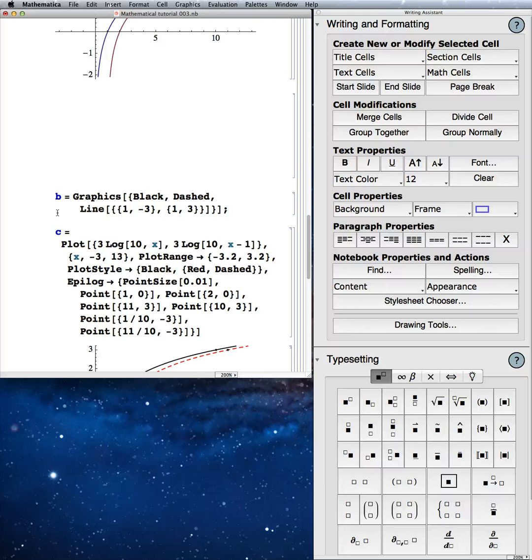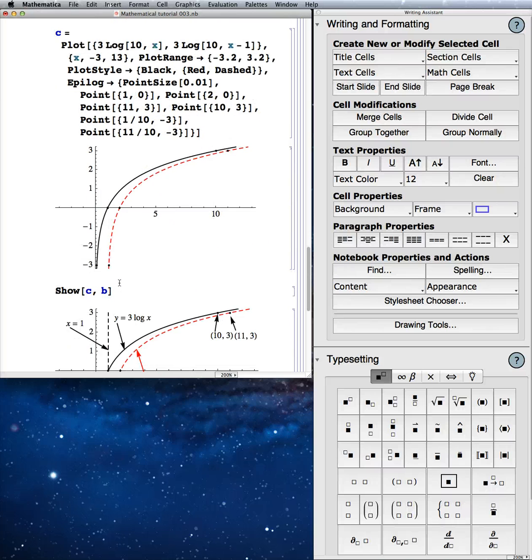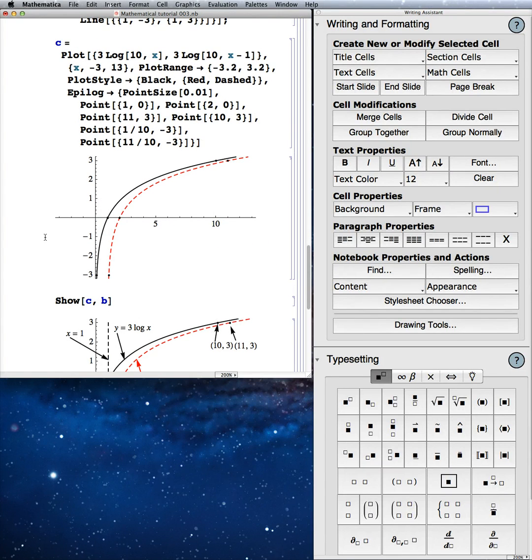using the same command as I did before, but I'll add a few more things. I'll control the plot range, that is the y variable will only range between -3.2 and 3.2, and I'll add a plot style saying that the first curve is in black, and the second curve is red dashed, and I'll add an epilogue, which will basically let me plot some points along the curves. After pressing Shift Enter, I get this graph.